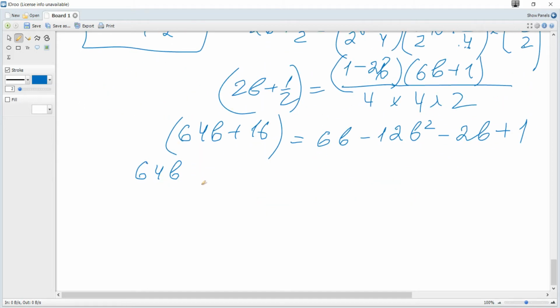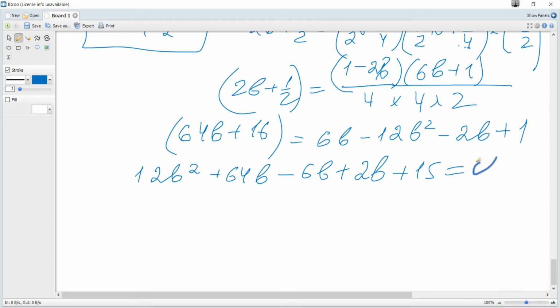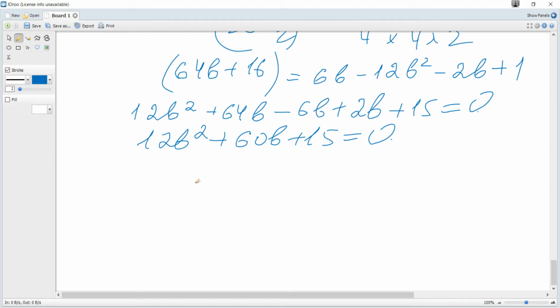64b, and let's move to the left, so it becomes 12b squared plus 64b minus 6b plus 2b plus 15 is 0, 12b squared plus 60b plus 15 is 0. We can divide by 3, 4b squared plus 20b plus 5 is equal to 0.